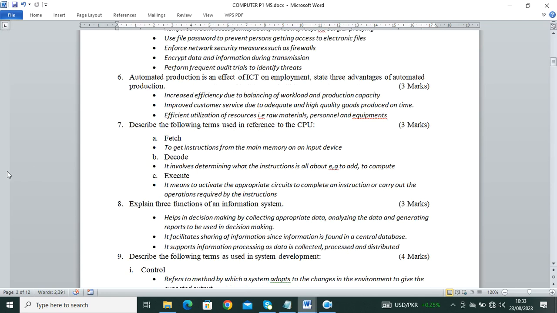So, it has increased efficiency due to balancing of workload and production capacity. Improved customer service due to adequate and high quality goods produced on time. Also, efficient utilization of resources, that is raw materials, personnel, and equipment.